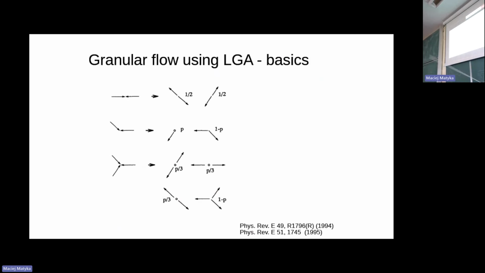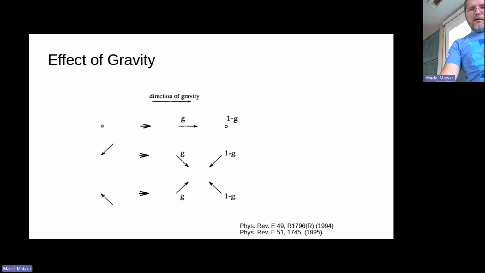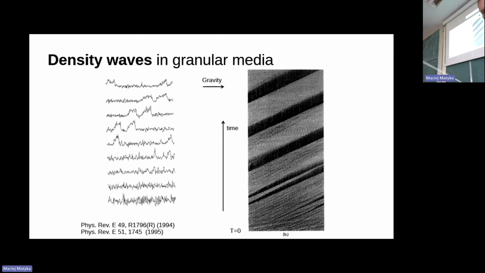Okay, some basics from those papers on granular flows. And yeah, there are those rest particles introduced. There are different kinds of collisions for this system. So there are physical motivations for grouping particles like that. For instance, this situation may become a pile of particles like that. Okay. There is an effect of gravity. Let's not go into that. It's pretty simple. You have a wall from which a sand particle can also bounce.